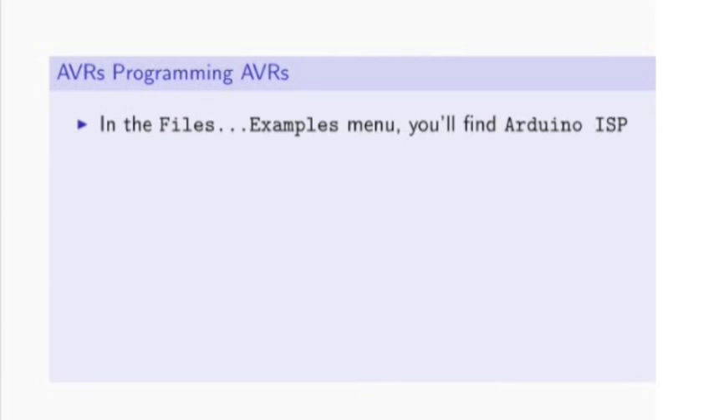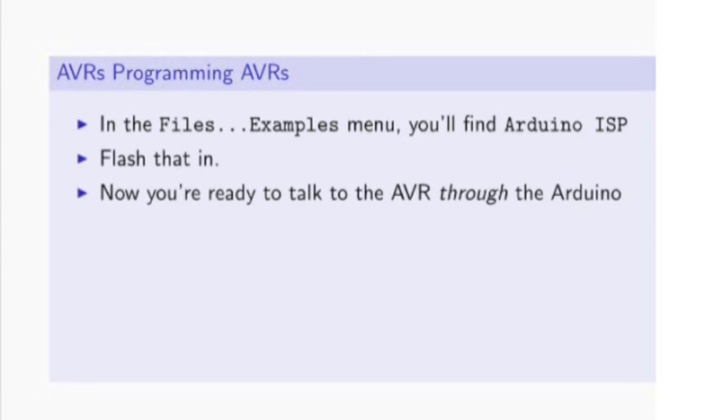If you'd like to take off and try this with an Arduino as your hardware programmer, maybe you've got one sitting around, plug an AVR chip into your breadboard, plug your Arduino up to your serial or USB port. You can flash this program in. It's called Arduino ISP, In-System Programmer. It's in the File, Examples menu. Flash that into your Arduino, and then you're set. Your Arduino is an AVR programmer. All you have to do is hook up the wires.